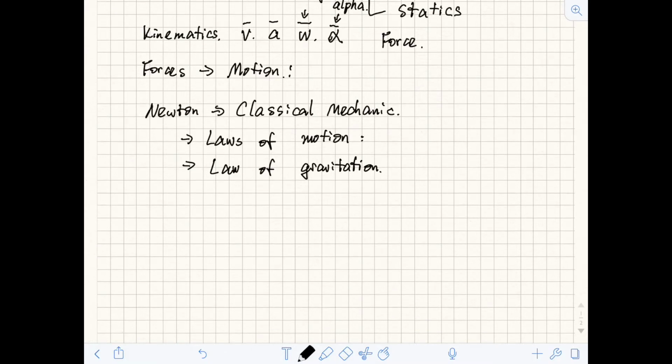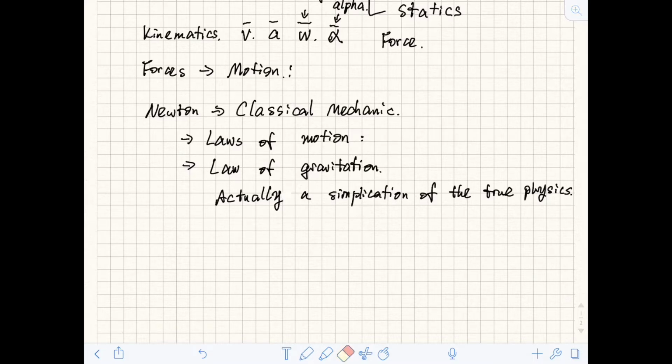You probably don't know the fact that the law of gravitation is actually a simplification of the true physics. But this is close enough, and we can use that accurately to describe or estimate the motions of any rigid bodies, flexible bodies, and even celestial bodies.